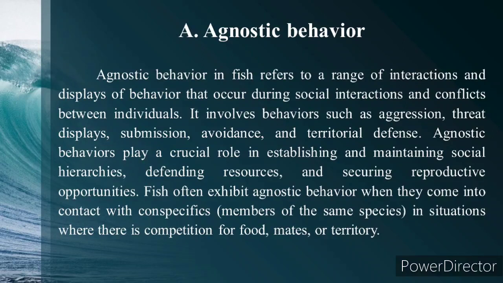Fish often exhibit agonistic behavior when they come into contact with conspecifics, members of the same species, in situations where there is competition for food, mates, or territory.